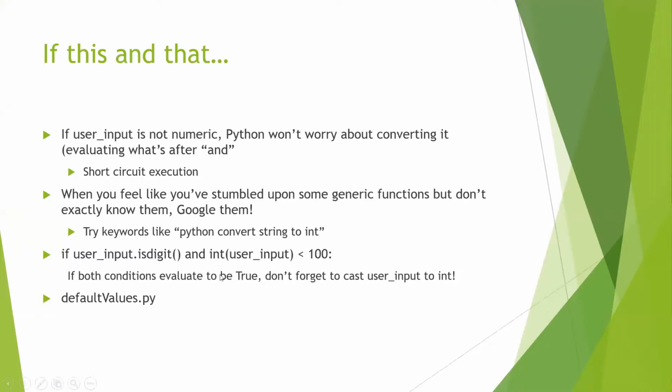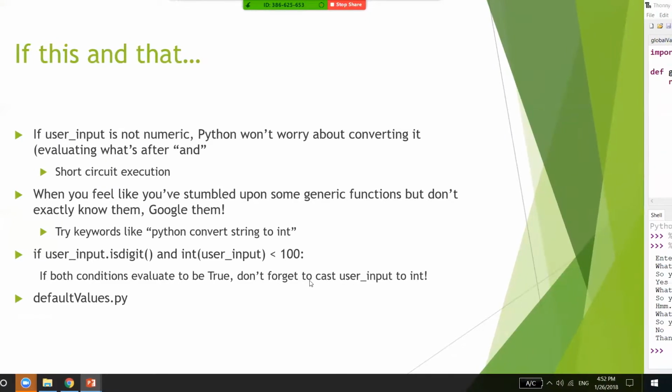So the actual code you're going to use is if user_input.isdigit() and int(user_input) < 100. So that converts the user input into an integer and checks it is less than 100. So that is the code right there. I want you to remember this and use it later. So if both conditions are evaluated to be true, and when you actually convert user input to playtimes, just don't forget to cast user input to integer. And you can do that and save it in default values.py. But for now, I'm just going to code in Magic 3. It's up to you.